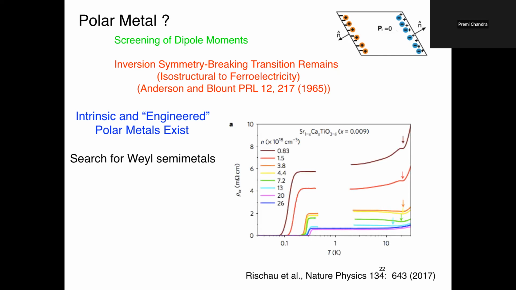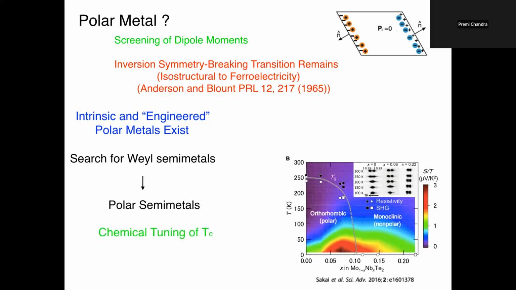This is the data, for example, on strontium calcium titanate. It has a polar transition. At low temperatures, it also has a superconducting transition, which we'll talk about in a little bit. And in the search for Weyl semimetals, which has been very active recently, there have been a number of polar semimetals. And as you see from this, you can actually chemically tune the Tc down to zero. And so the question is, can we get interesting behavior at low temperatures with quantum fluctuations?